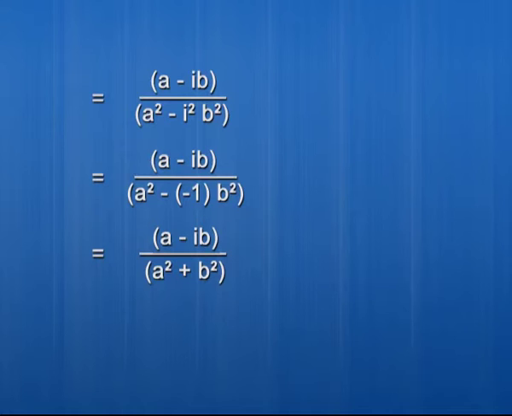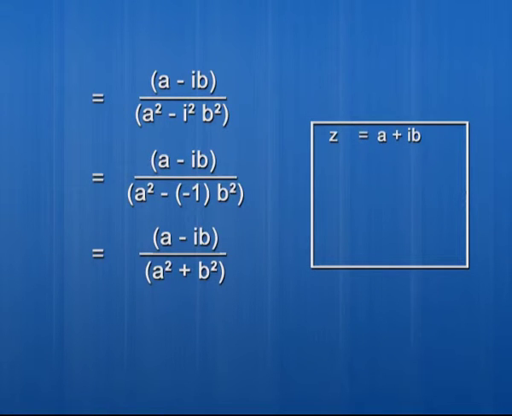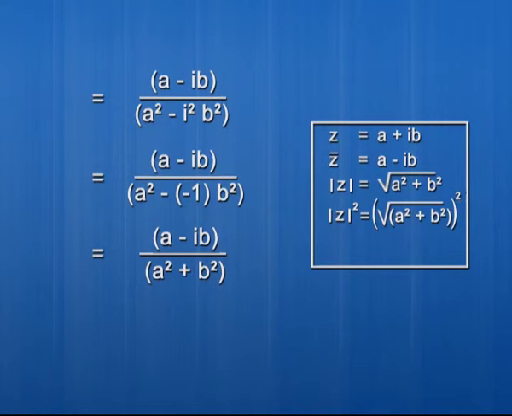Now you can see that when z was equal to a plus ib, then conjugate of z was a minus ib, and modulus of z was the non-negative square root of a square plus b square. It means a square plus b square can be written as the square of the square root of a square plus b square, which is nothing but the square of modulus of z. So we put the value of a minus ib and a square plus b square, and finally we see that the multiplicative inverse of z is nothing but conjugate of z upon square of modulus of z.